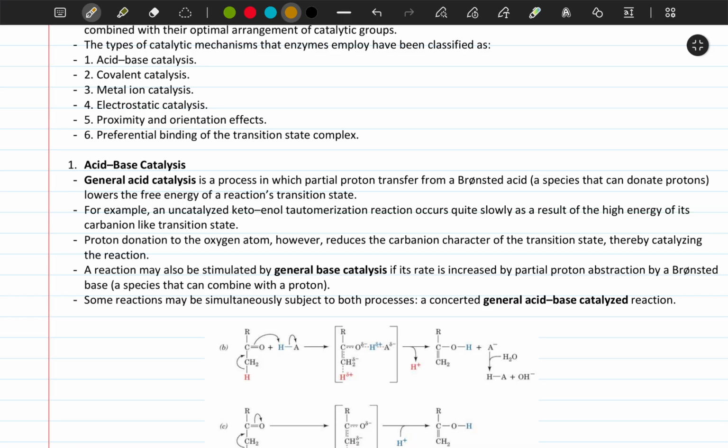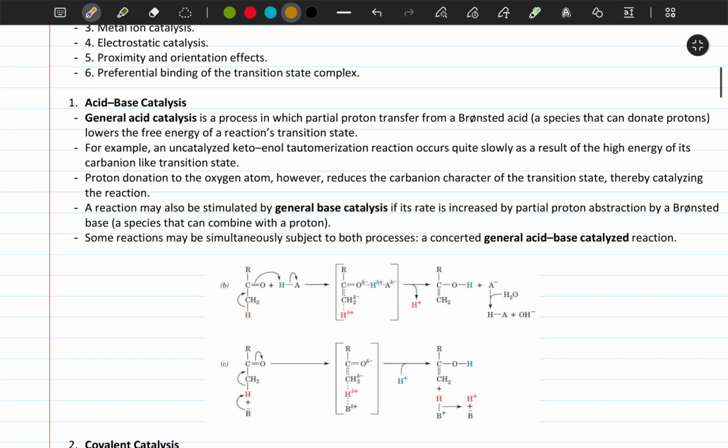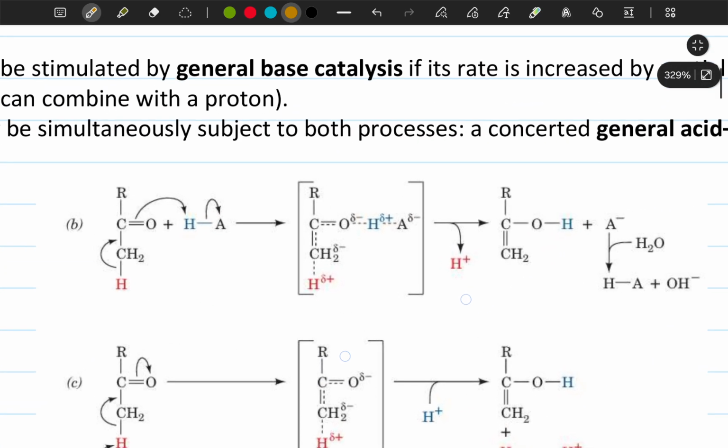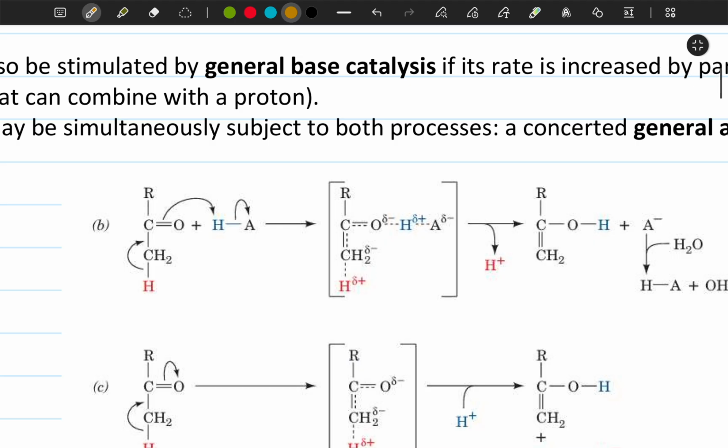A reaction may also be stimulated by general base catalysis if its rate is increased by partial proton abstraction by a Bronsted base, a species that can combine with a proton. Some reactions may be simultaneously subjected to both processes, called concerted general acid-base catalysis. So here we have CH3COR and CHA. We have made a transition state, and from this transition state this H is removed.